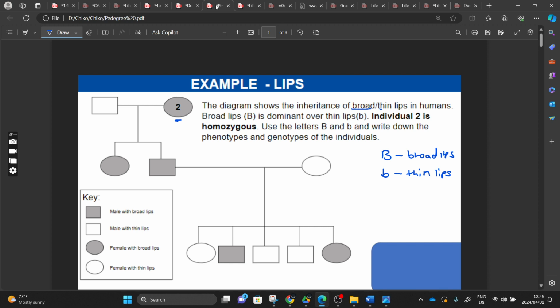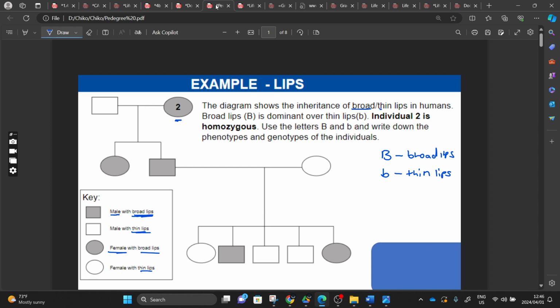Right here we are just filling in. And here's the key. They also give us a key here, and in the key, those who are square are male and the circles are female. Those who are shaded have broad lips. Those who are clear have thin lips. Same thing here, right?